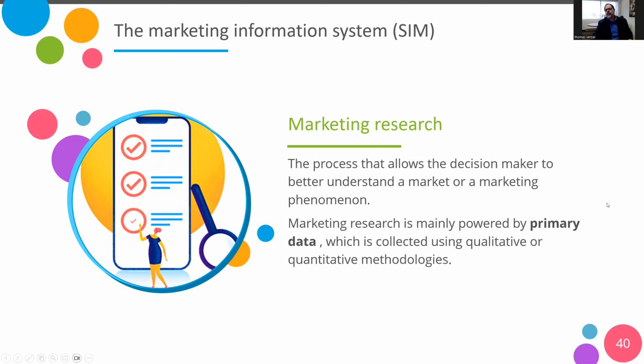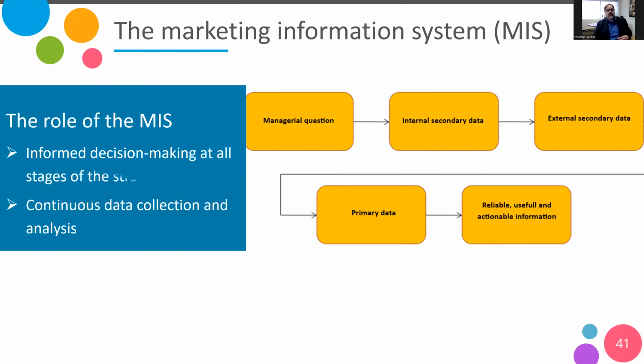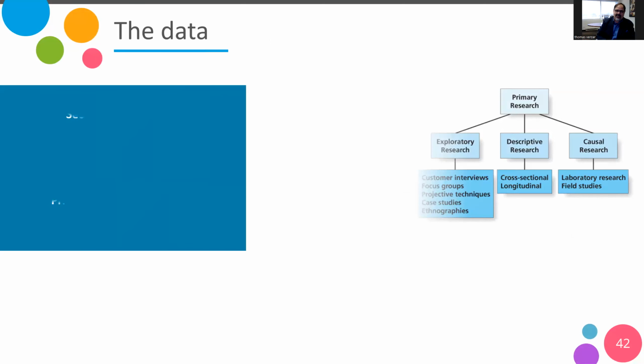Okay, so marketing research is something that is oftentimes difficult, expensive, and may not provide you with the information that you're looking for. So of course, once you have a managerial question, you would always go to internal secondary data first, see if you have it. If you don't, you'll go to external secondary data, so information that is existing but not within the company. If you have no choice, you'll go to primary data to finally provide you that reliable and useful and actionable information which will allow you then to make strategic decisions.